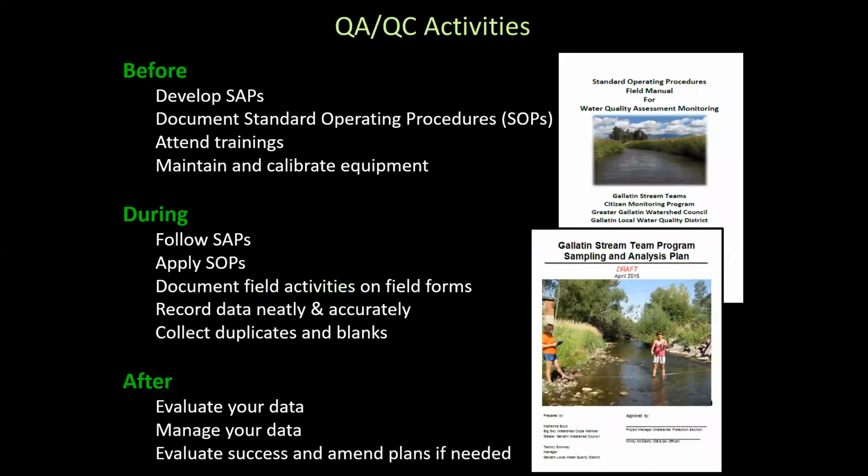So various quality assurance and quality control activities are done at different steps along the way through a monitoring project. Some activities are done before field work occurs. So that's the planning and documentation phase, and training people to make sure everybody's on the same page, maintaining and calibrating equipment to get it ready for use in the field, etc.